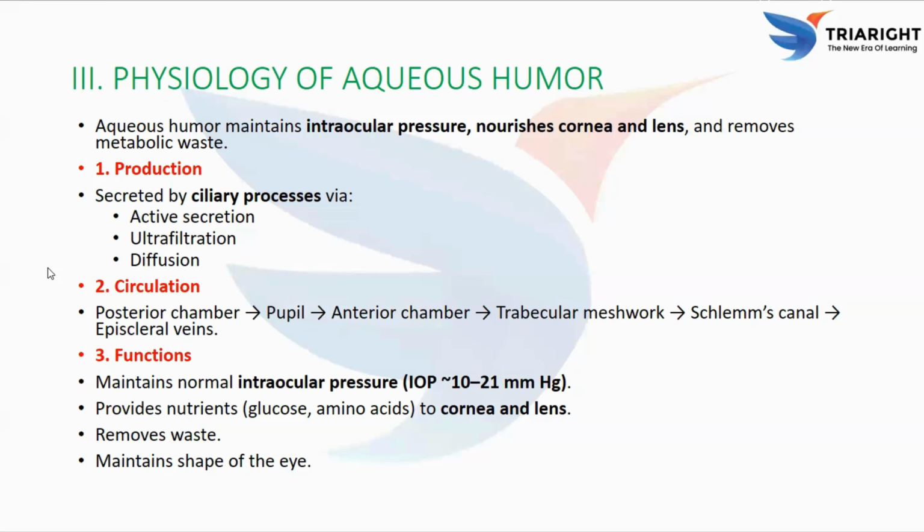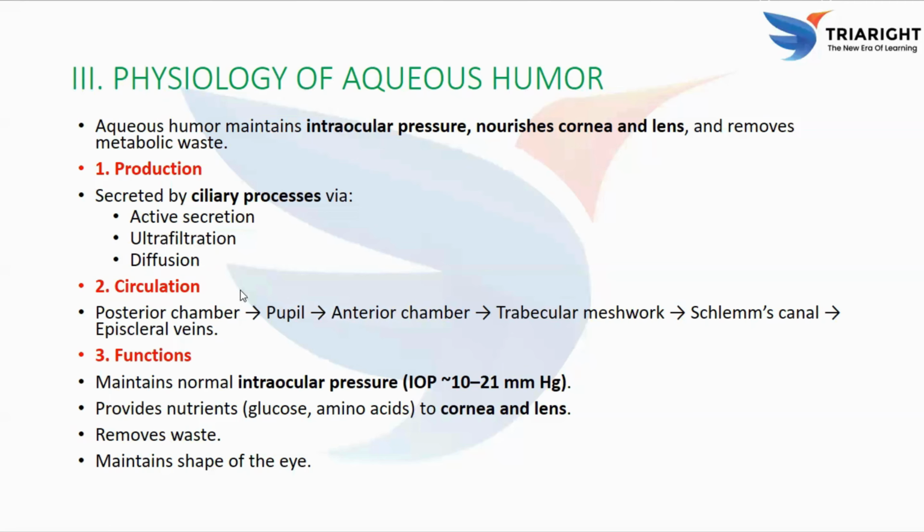And then the second step is the circulation pathway, which is the flow route. The circulation pathway is very important for exams and also for glaucoma understanding. So what is the flow sequence? It is produced in the posterior chamber, then it passes through the pupil, then it enters the anterior chamber, and then it drains via the trabecular meshwork and into Schlemm's canal, and then finally it reaches the episcleral veins.